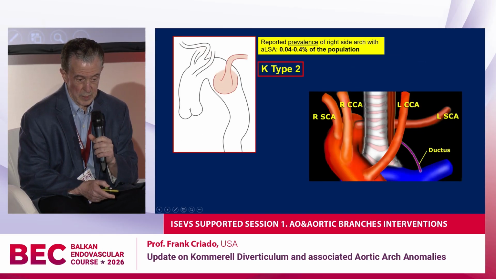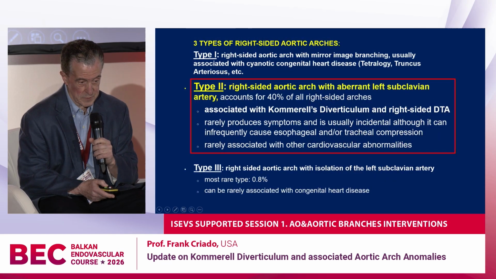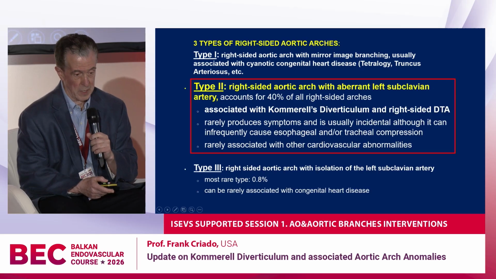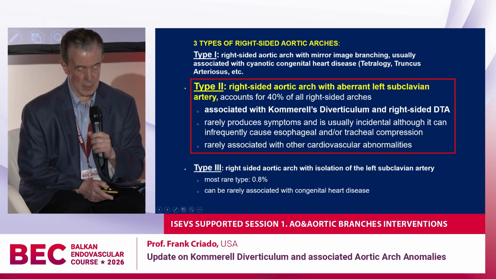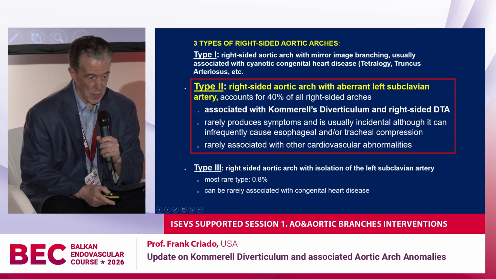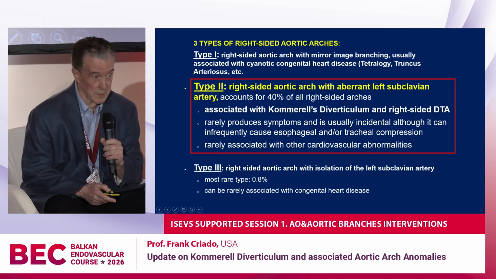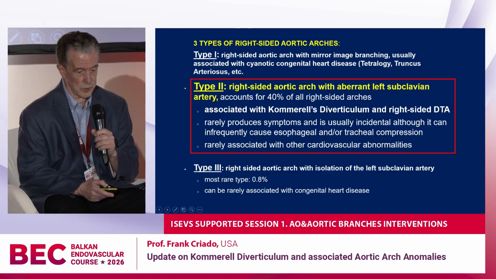Kommerelli type 2, on the other hand, even more rare than type 1, is associated with an abnormal or anomalous right-sided arch, as you can see there. There are actually 4 different types of right-sided aortic arches, but I'm not going to bother you with all of that. It is, however, important to remember the most common type, which is type 2, a right-sided arch with an aberrant left subclavian artery. Left subclavian artery is the aberrant lusorian vessel.